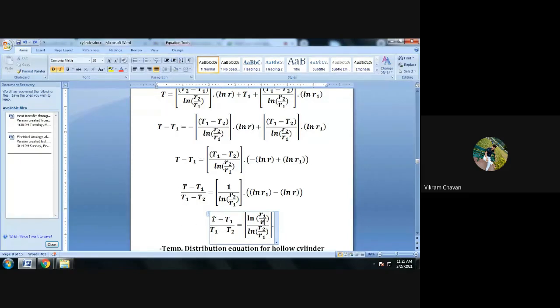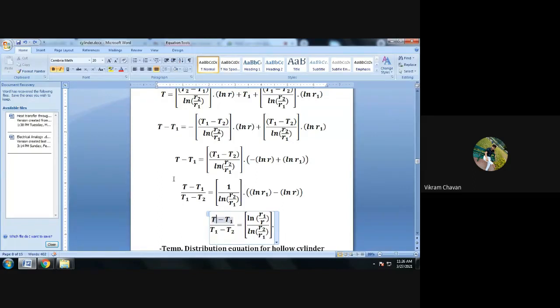You can calculate this for the unknown temperature T. That will provide you the temperature at various radii of the cylinder. So that will be our temperature distribution equation for a cylinder system, or hollow cylinder. Have you written this point, everyone? Please let me know whether you are with me or you require more time.